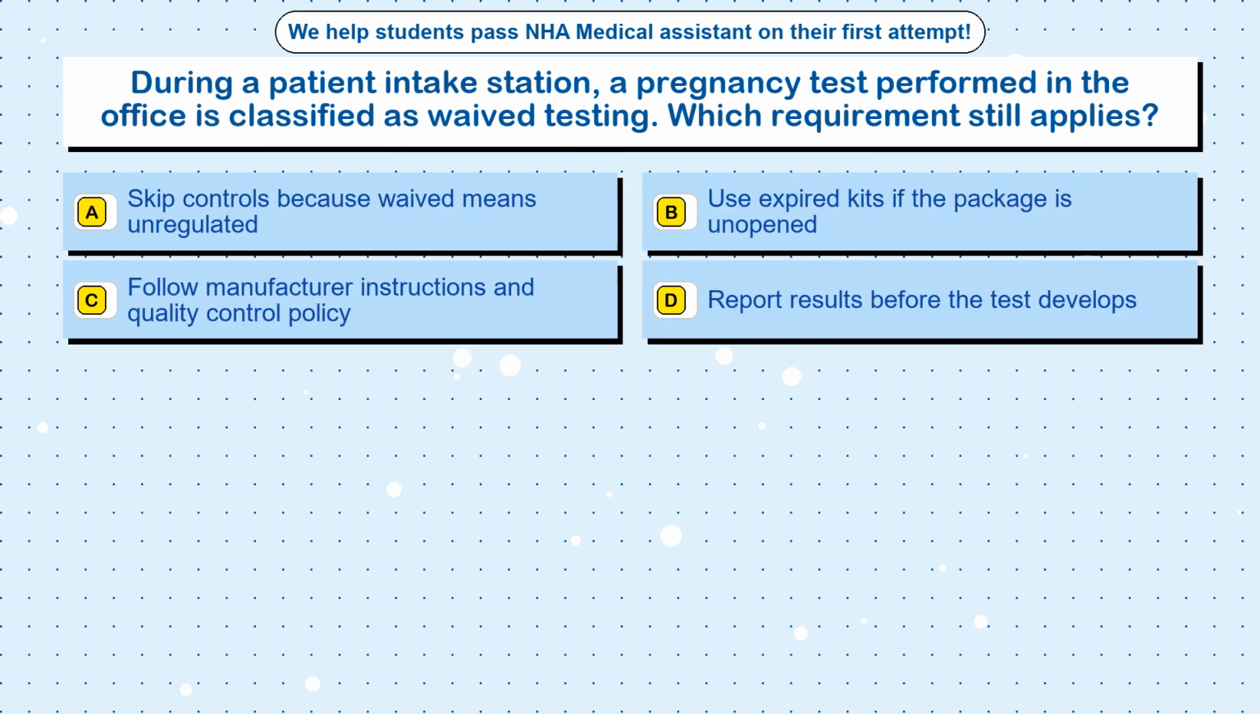Question 37. During a patient intake station, a pregnancy test performed in the office is classified as waived testing. Which requirement still applies? Option A, skip controls because waived means unregulated. Option B, use expired kits if the package is unopened. Option C, follow manufacturer instructions and quality control policy. Option D, report results before the test develops.